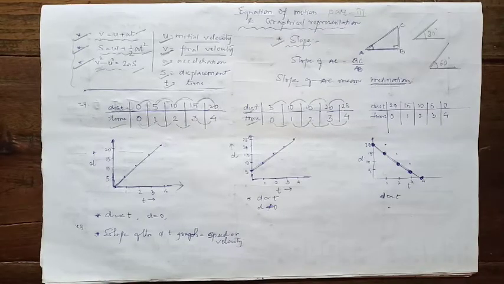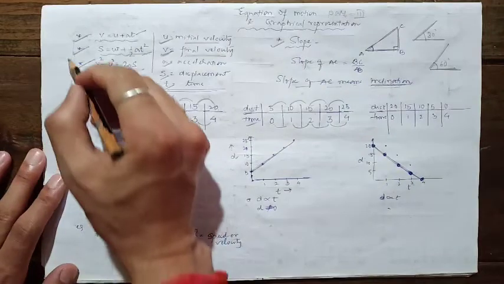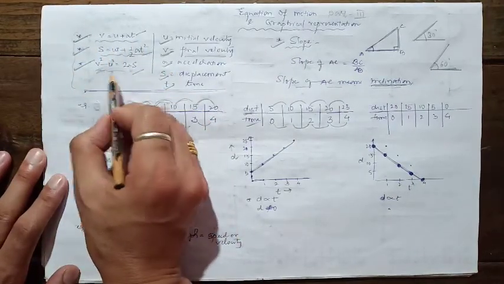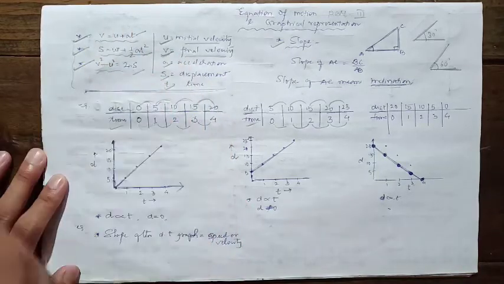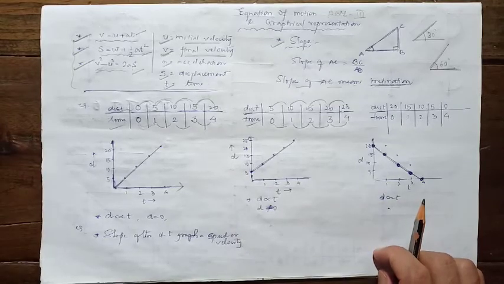Okay, students, let's discuss equations of motion and graphical representation. In this lecture, we will discuss the equations of motion, uniformly accelerated motion, and the graphical representation of uniformly accelerated motion. These are the equations of motion: v = u + at, s = ut + half at square, and v square minus u square is equal to twice as. These equations are applicable only for one particular type of motion, that's uniformly accelerated motion, and no other motion.